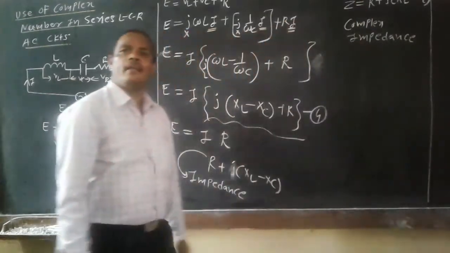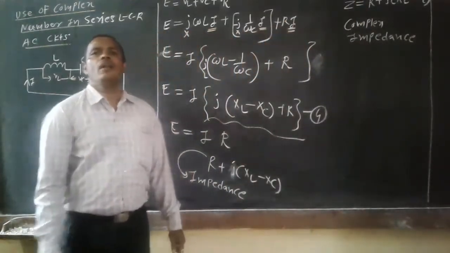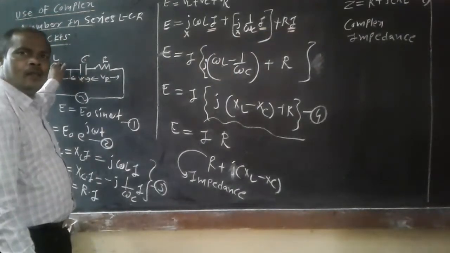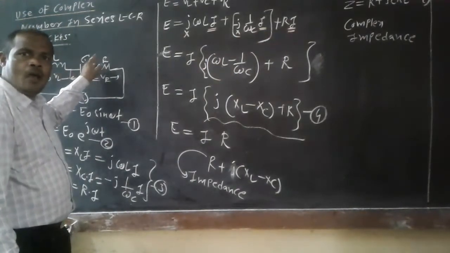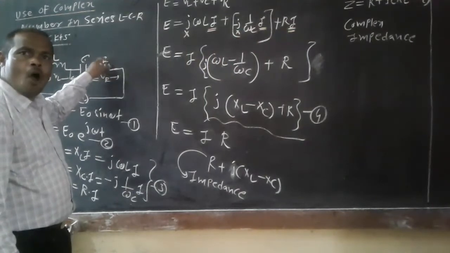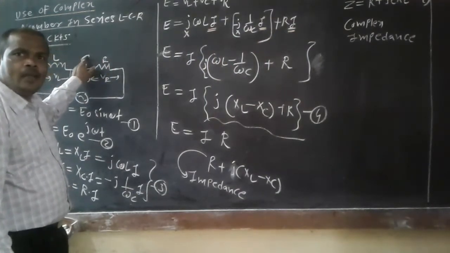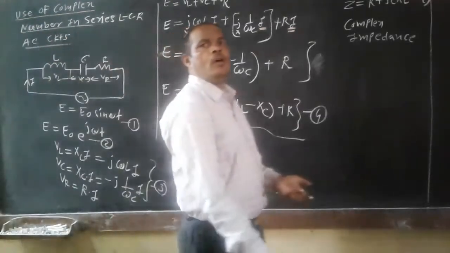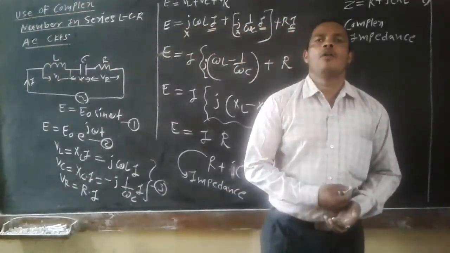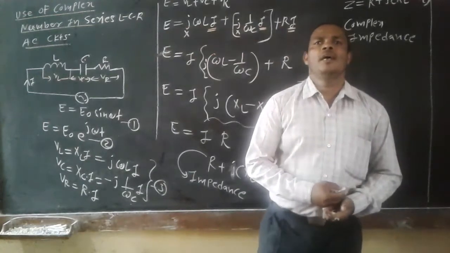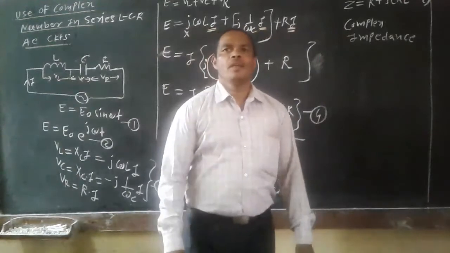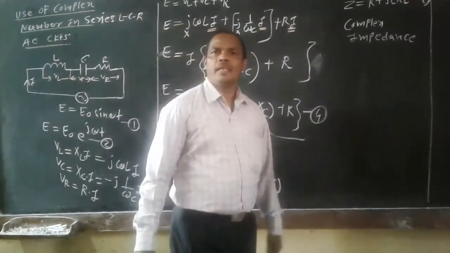And we can define impedance: the total resistance offered by inductor L, capacitor C, or resistor R, or both L and C, or both C and R, or all three components, that is LCR, to the flow of AC current is called the complex impedance.